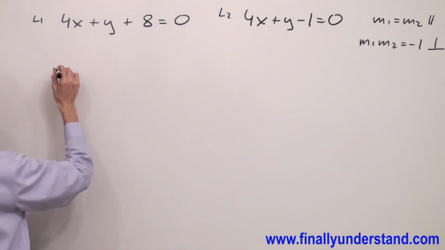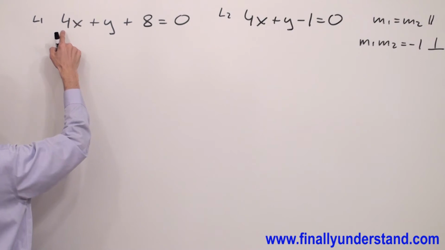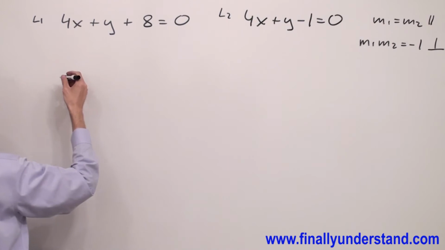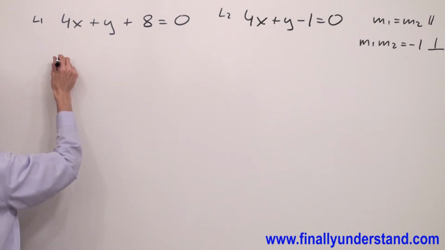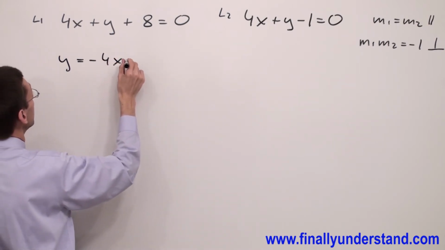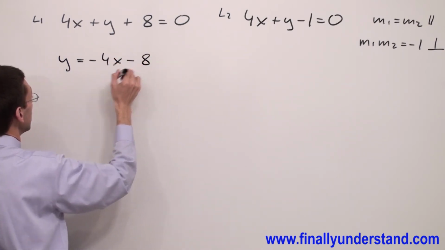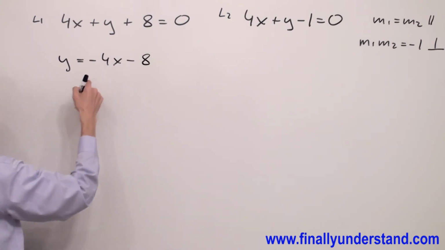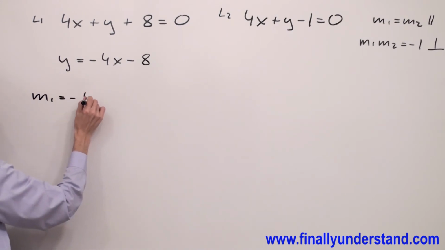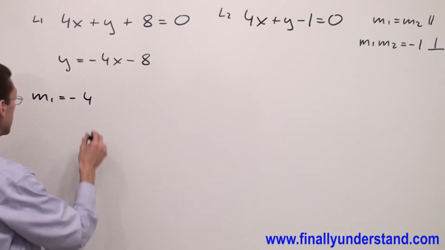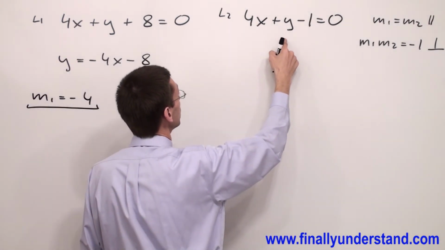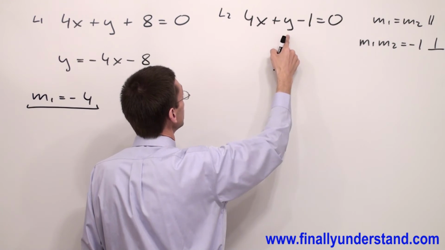So what I'm going to do is simply move 4x to the right side of the equal sign and 8 to the right side of the equal sign. And I'm going to have y equals negative 4x minus 8, where the coefficient of x is my slope. So m1 is equal to negative 4. Okay, so this is my first slope.